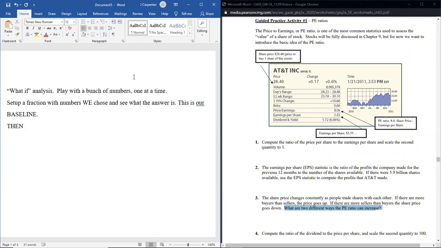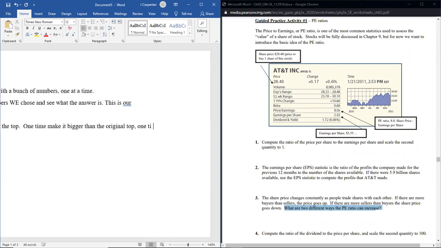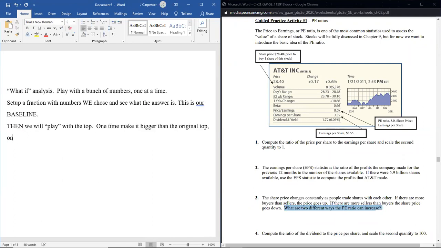Then what we're going to do is we're going to take the top. So then we will play with the top. One time, make it bigger than the original top, and one time, make it smaller. One of these scenarios is what we desire.